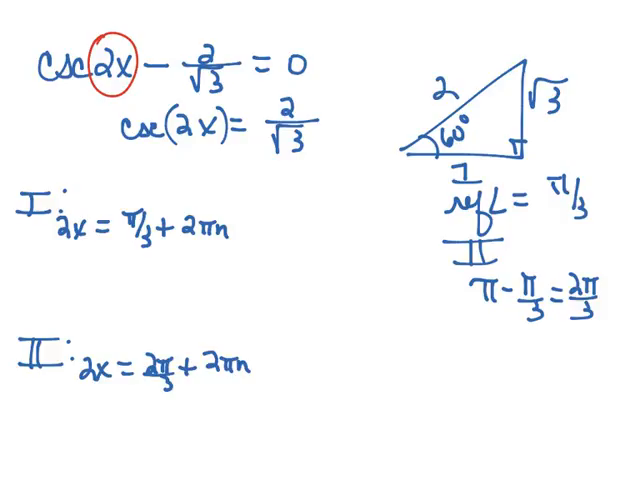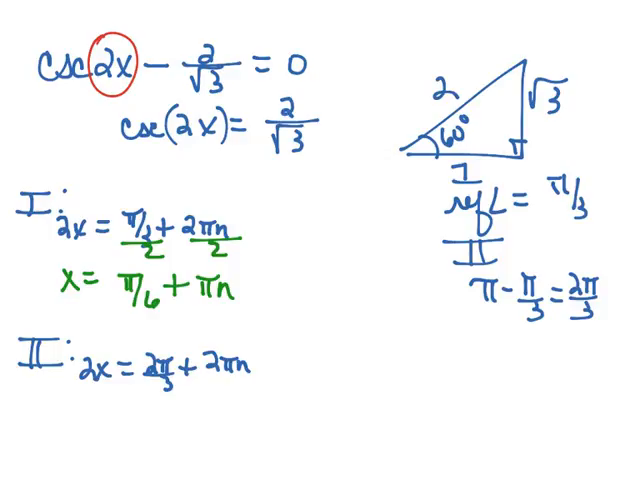And so those would be our answers if we were only searching for 2x. But we're actually trying to find the answer to x. So to get the answer for x, we would have to go back and divide the parts of our equation by 2. Pi over 3 divided by 2 would be pi over 6. And 2 pi n divided by 2 would be pi n.